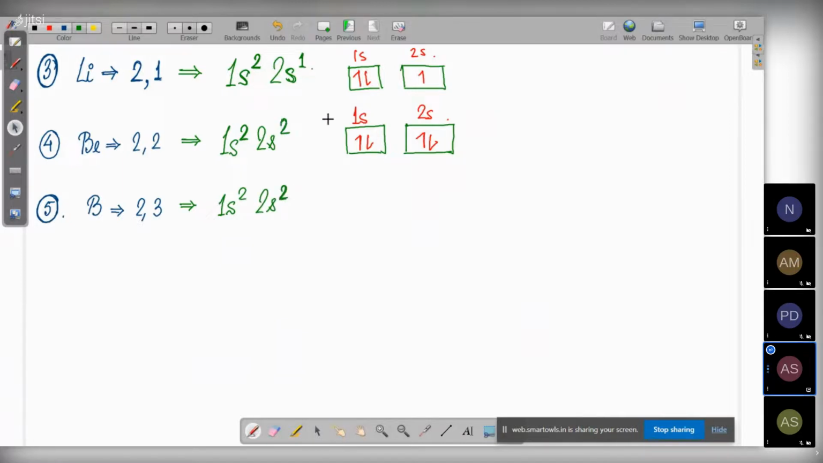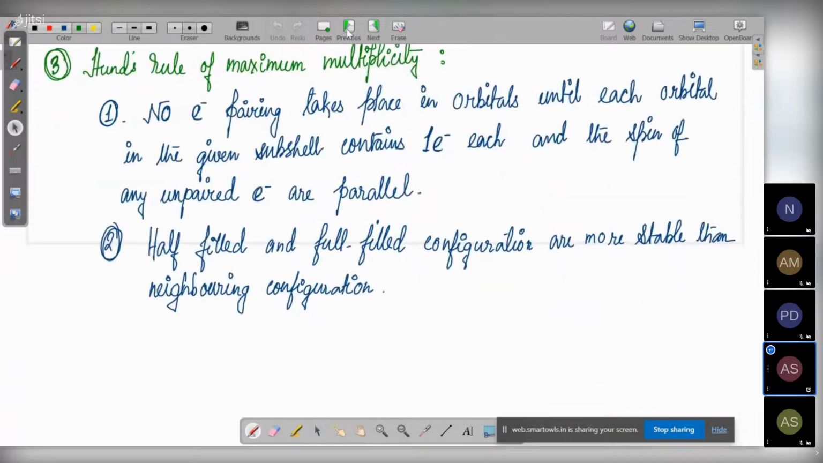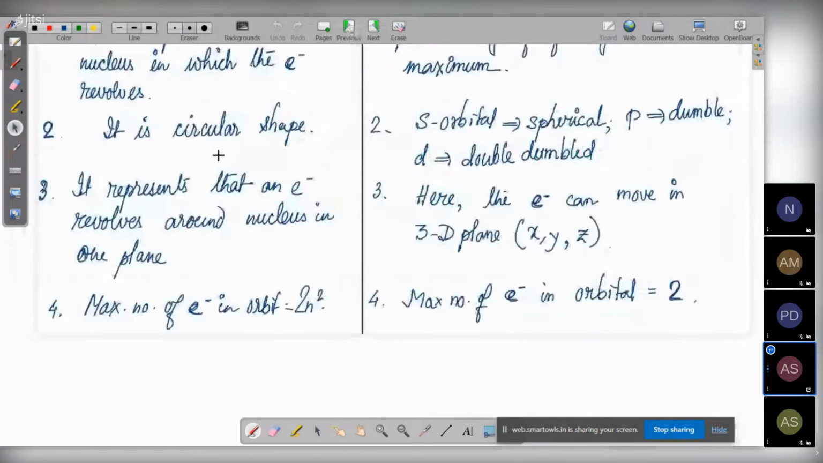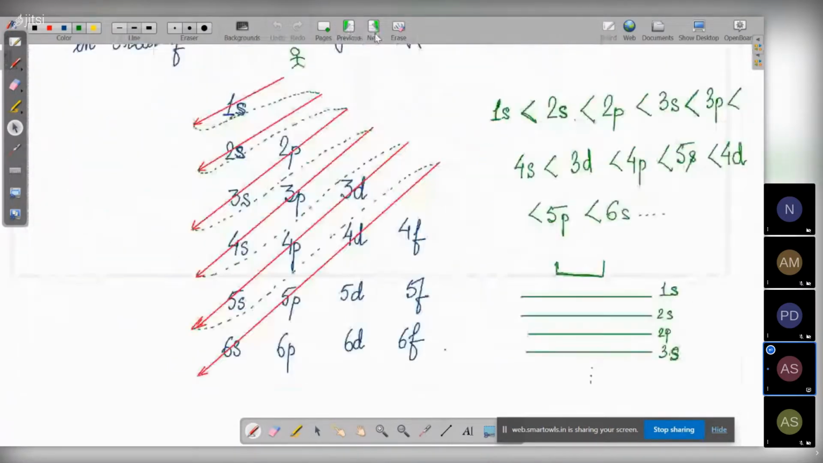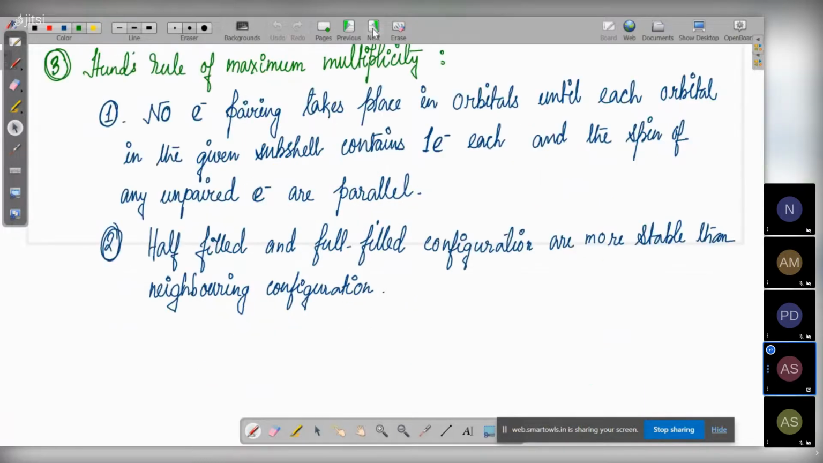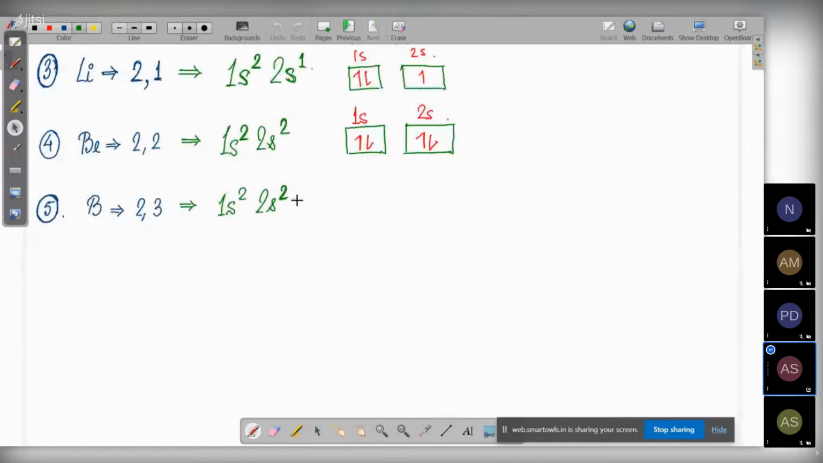Now why is it 2s2 and not 2s3? Because again, the s subshell can hold a maximum of 2 electrons only. So that means now the first 2 rows of the auditorium are filled. 1s has been filled, 2s is also filled. So then the electron will go to the third row, that is 2p. Now the electrons will start filling up in 2p. So that is why the configuration of boron is 1s2, 2s2, 2p1.